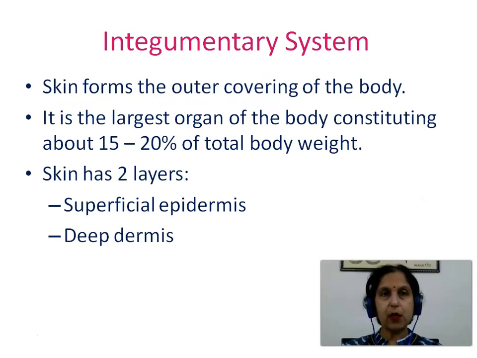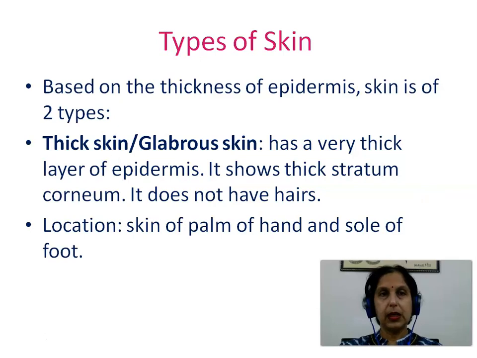Skin forms the outer covering of the body. It is the largest organ of the body, constituting about 15 to 20% of the total body weight. Skin has two layers, superficial epidermis and deep dermis. Let us see what are the types of skin.